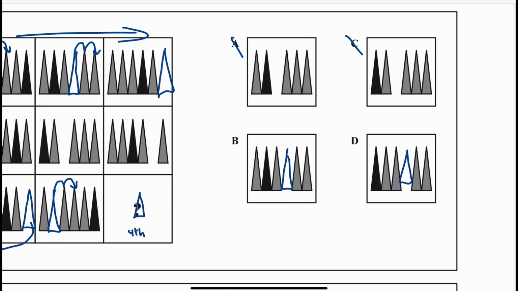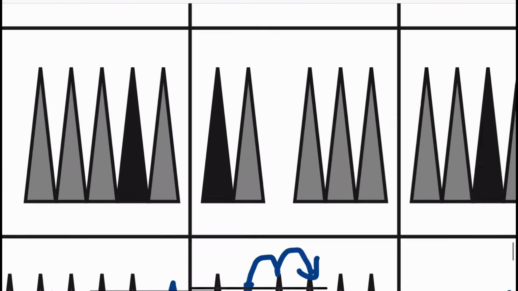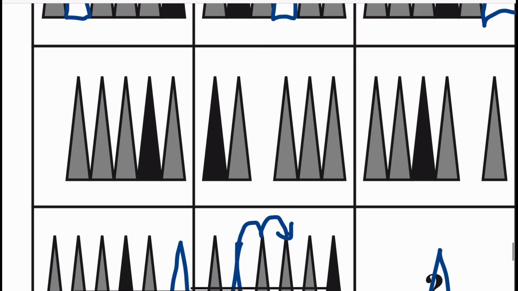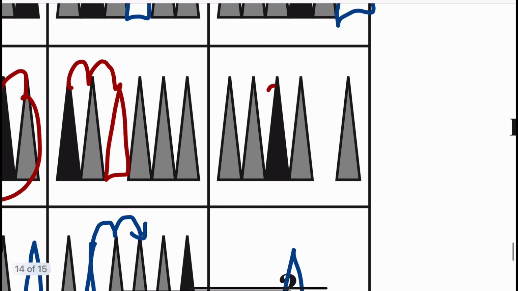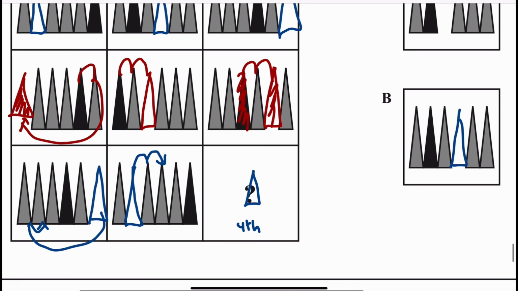Now, let's look at the black triangle and see what pattern it has. Let's look at the second row this time. The black triangle moves 1, 2 positions, okay? That's where it ends up being. Then it moves 1, 2 positions, so it should end up right here, okay? Then it moves 1, 2, okay? So we can see it's moving 2 to the right each time.